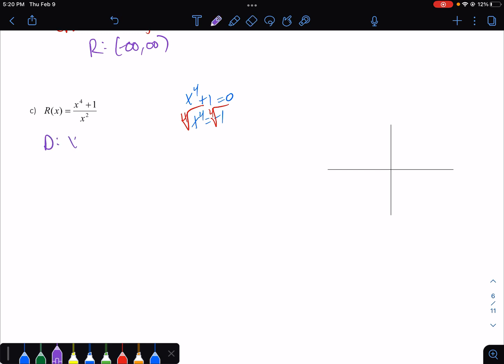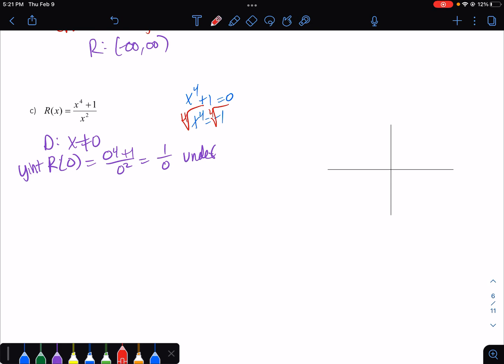Our domain is x cannot be 0. The y-intercept is going to be where I plug in 0, so 0 to the fourth plus 1 over 0 squared. Again, we're dividing by 0, so this is undefined, so we don't have a y-intercept.